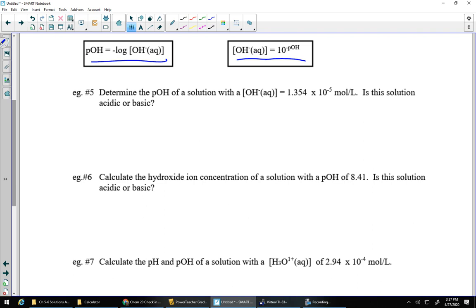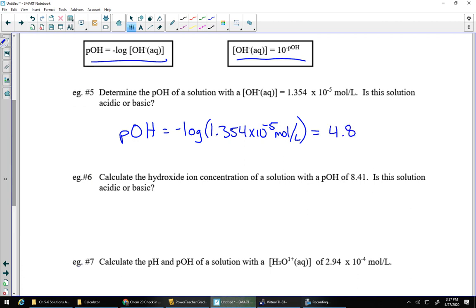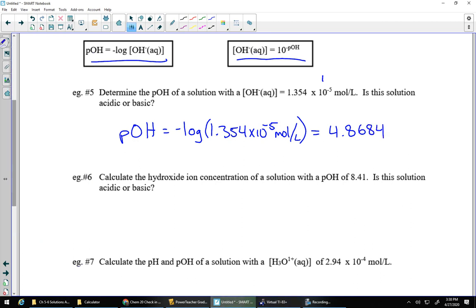Okay, so first things first, let's figure out the pOH. So the pOH is going to be equal to the negative log of the concentration of hydroxide ion. So it's 1.354 times 10 to the negative 5 moles per liter. So when we plug that in, let's just get the calculator out. So I'm going to hit negative log 1.354 times 10 to the negative 5. And no matter how you put times 10 to the negative 5, doesn't matter. You're going to end up with the same thing. Just make sure you're getting 4.868. We need, let's see, 4 significant digits. 4.8684. So 4 sig digs. And that is my pOH.